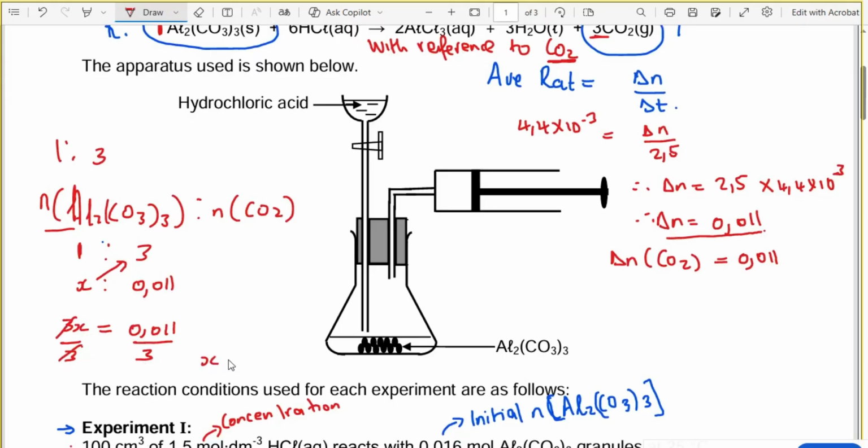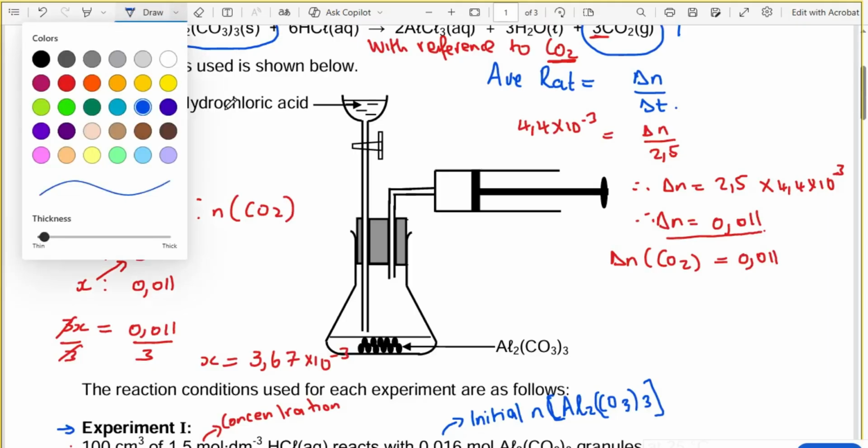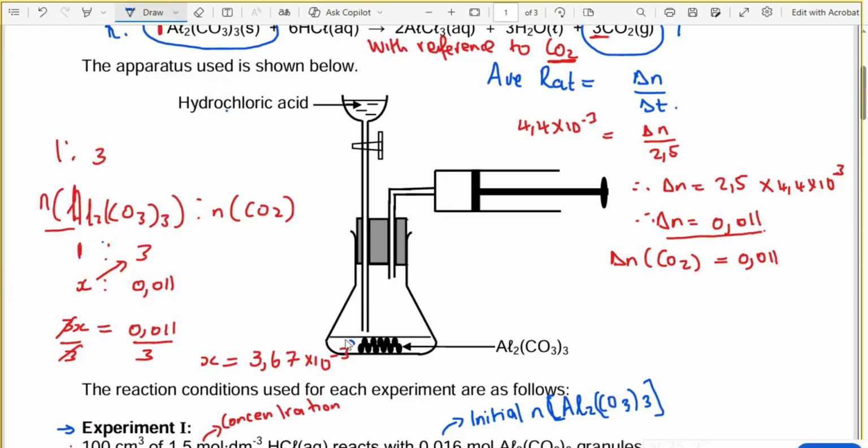Divide both sides by 3, we get X equals, what do you get on your calculator? 3.67 times 10 to the power minus 3. Now remember, we are talking about the change. Since we are talking about the change, this number that you got is what we call the number of moles final. That is the number of moles final, and we know the number of moles initially.